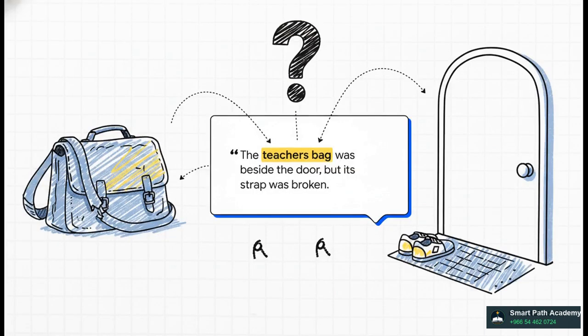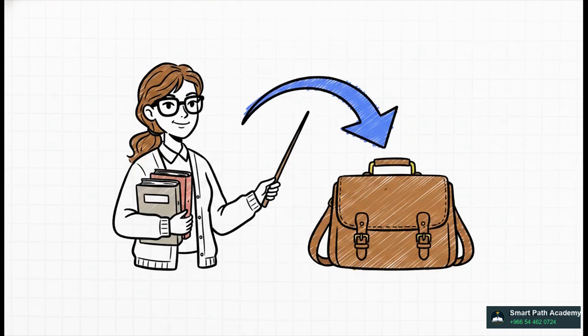Let's shift gears back to our other toolkit item for a second. Listen to this. The teacher's bag was beside the door, but its strap was broken. We've got a classic possession puzzle on our hands. Where exactly does the missing apostrophe go? There it is. The apostrophe goes right in teachers, because we're showing possession of the bag. It's the bag belonging to that one specific teacher.